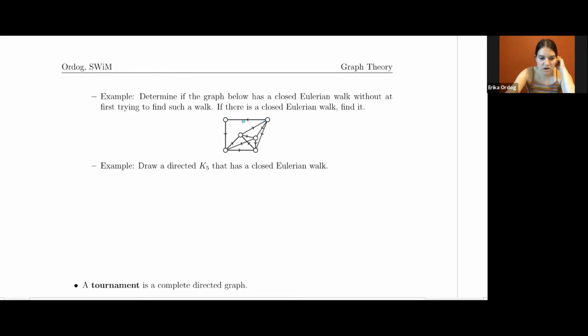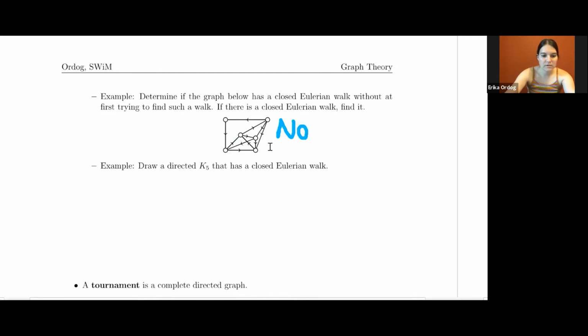The in degree is 1, we have one edge coming in, and the out degree is also 1, we have one edge going out. Okay, so that's good. Now let's look at this vertex here. The in degree is 2, and the out degree is also 2. Now let's look at this vertex, bottom right. The in degree is 3, but the out degree is 1. So that means this graph isn't balanced. Okay, so there's no closed Eulerian walk by the theorem.